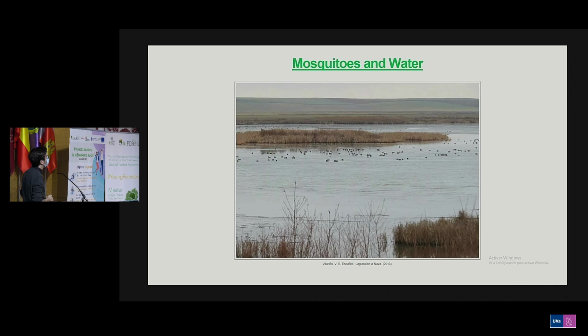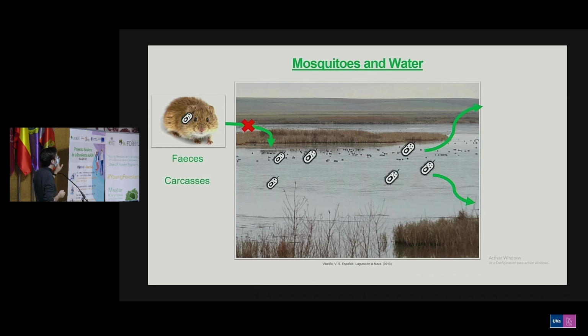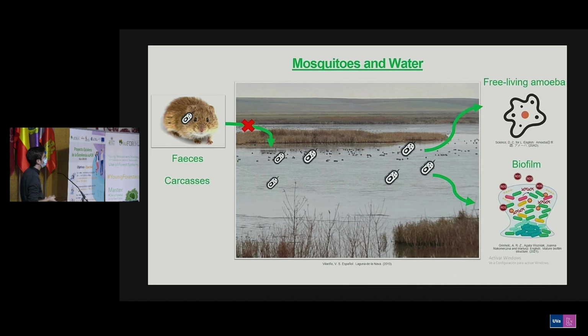The last thing is that the bacteria and mosquitoes are very related to water. I'm going to try to go quickly here. The bacteria is probably present in water in two ways. First, inside free-living amoeba, and also forming biofilm, which is a way that bacteria can become more resistant, forming kind of a tissue inside the water. And this is important because these two are ways that the mosquito larva feeds. So if we can demonstrate that the bacteria goes from the larva to the adult and that the larva eats these two things, we have a link there.